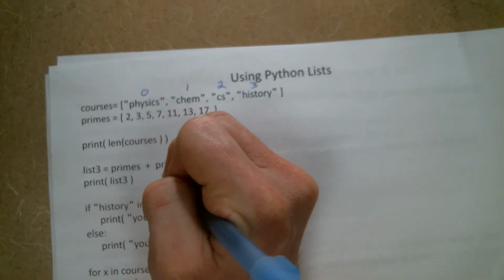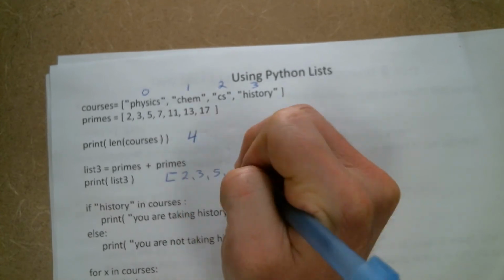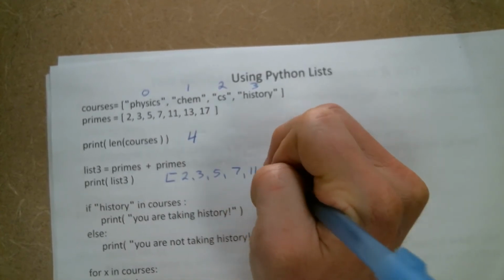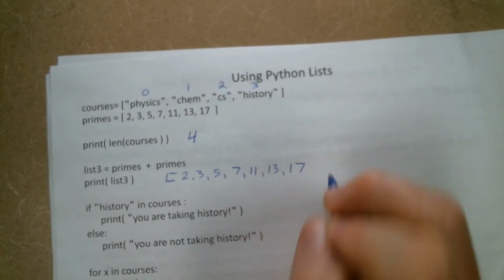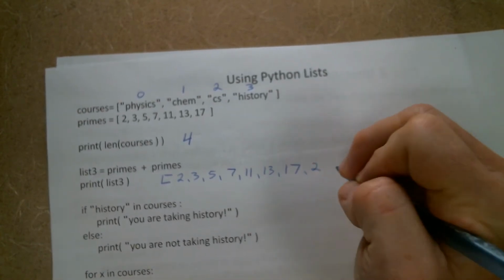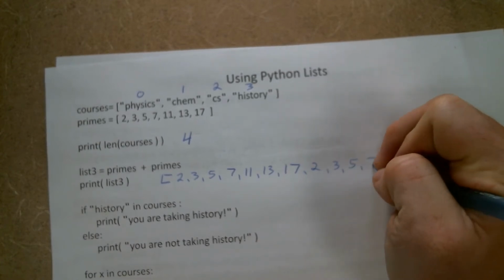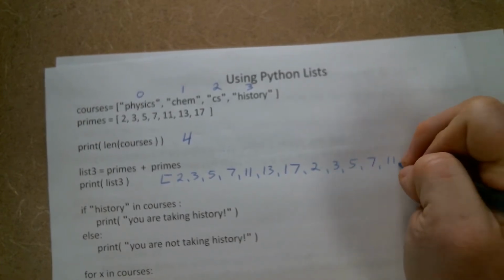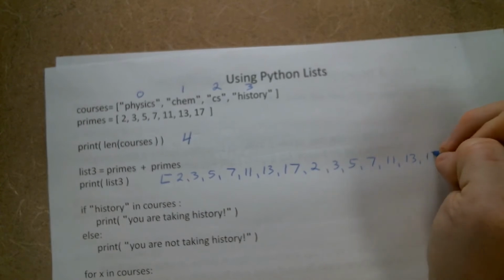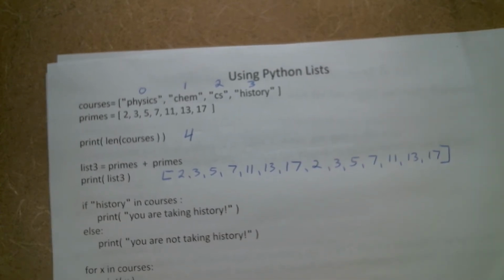So if we were to print this out, we would see 2, 3, 5, 7, 11, 13, 17. That's the first list. And then it would just repeat with the second one and combine it into one single large list. All right, but there's our new list.